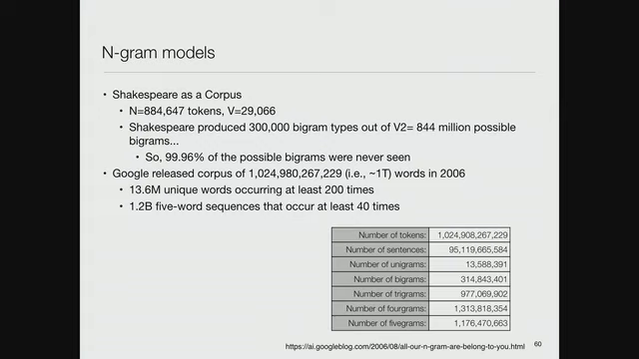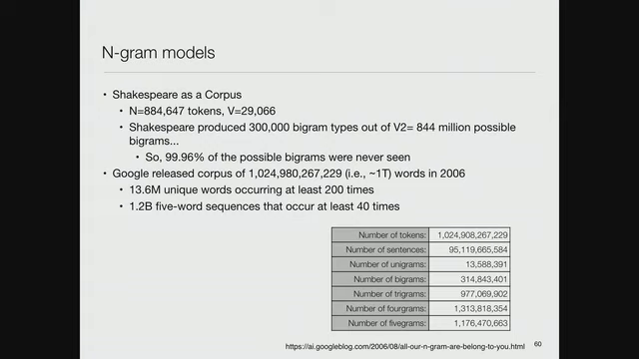Do you know about this controversy? Yeah. So that's why they were doing it. But anyway, they created this corpus and they said, so Shakespeare had a vocabulary of about 30,000 words and about 300,000 bigrams out of 844 million possible bigrams, so 99.96% of bigrams were never seen, right? So there's a certain regularity to his production of language.